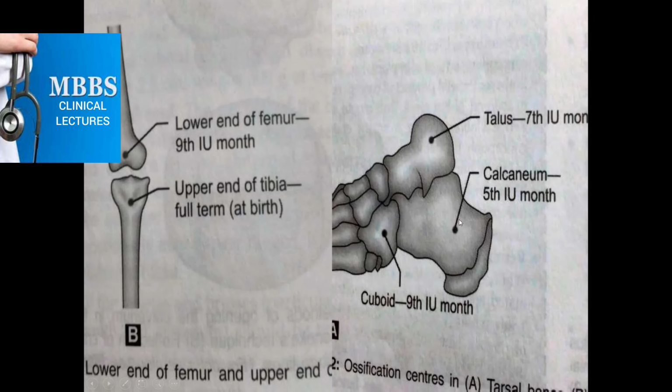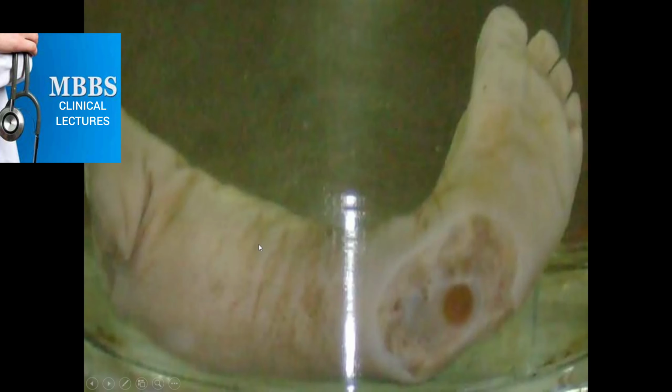Here this is calcaneum. Ossification center appears at the age of 5 months, in talus at the age of 7 months, cuboid at the age of 9 months. In here, lower end of femur, ossification center appears at the age of 9 months of intrauterine life, and in upper end of tibia it appears at full term or at birth.